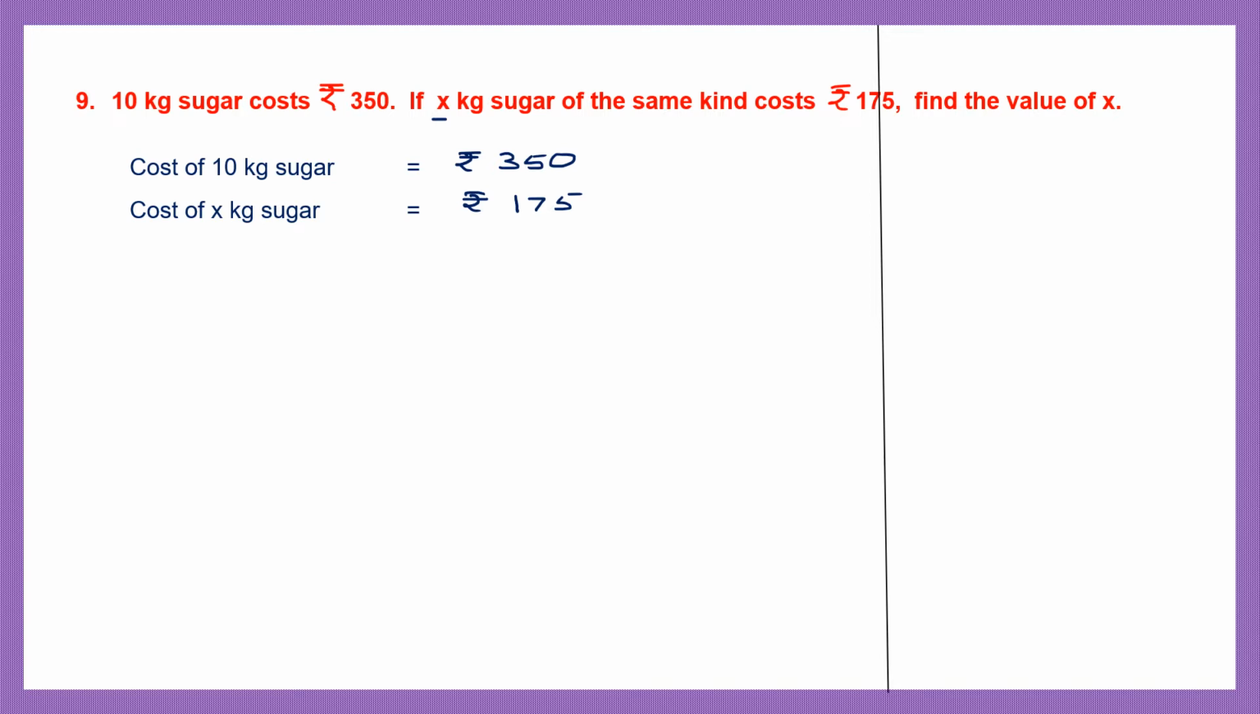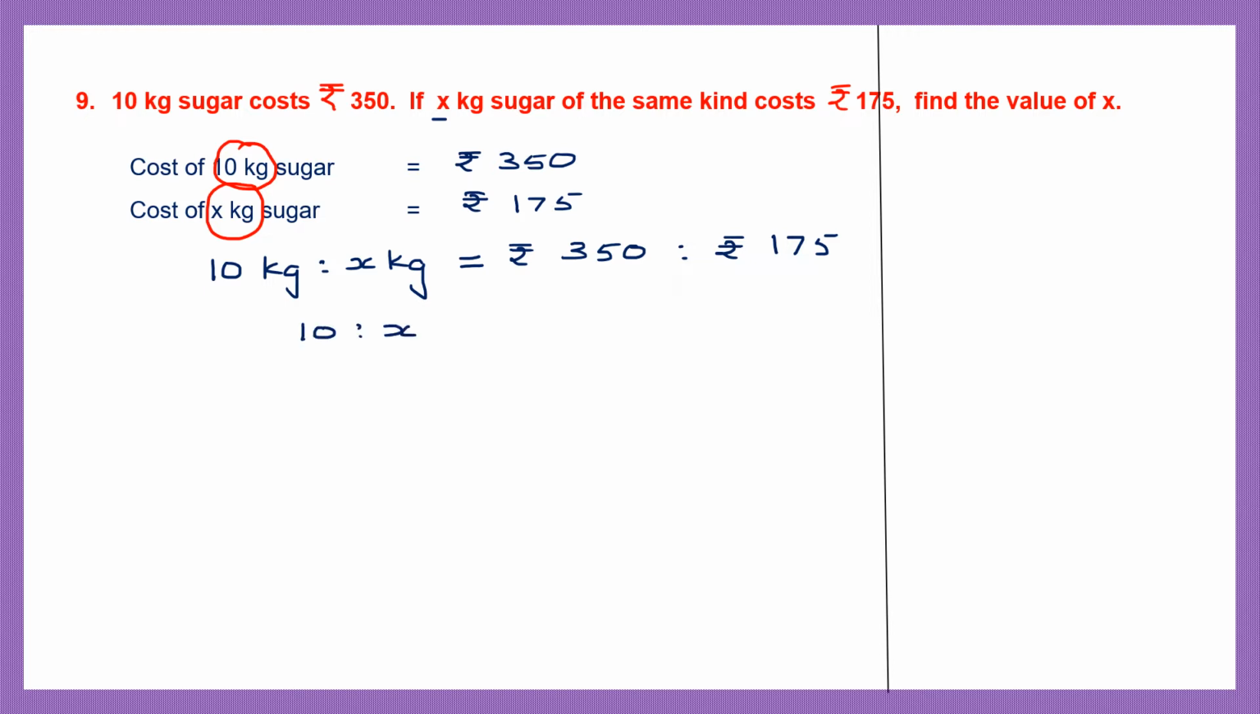So let's put this in the form of a ratio. So let's take the weight first. So here we have 10 kgs and here we have x kg. Let's make a ratio of that. So this becomes 10 kg is to x kg. So this is our first ratio. Now on the other side we will have rupees 350 because that's the cost of 10 kg. That should come first. Then rupees 175. So we've got a proportion. Now let's simplify this. So 10 kg is to x will become 10 is to x. This is equal to 350 is to 175.